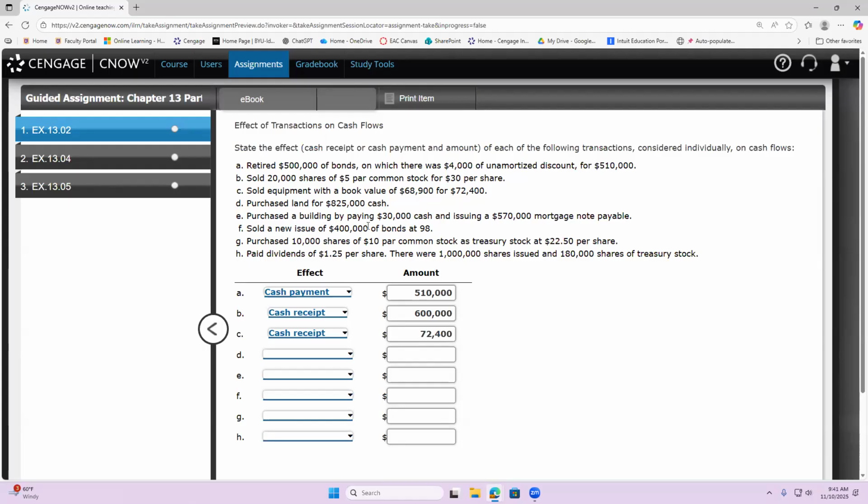D, we purchased land for 825,000 in cash. What's happening? It's a cash payment, right, of 825,000. You're like, wait a minute, this is incredibly easy.